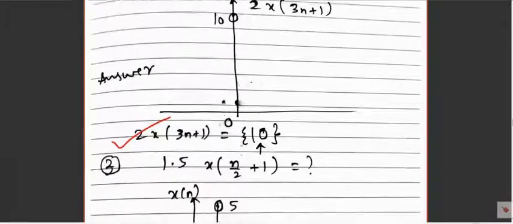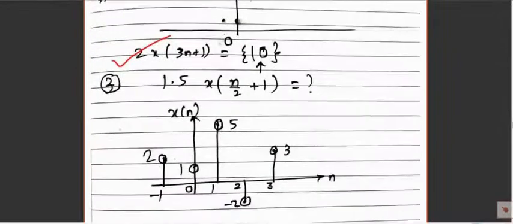Okay, try for this one, fourth one, sorry, third one: 1.5 x of n by 2 plus 1.